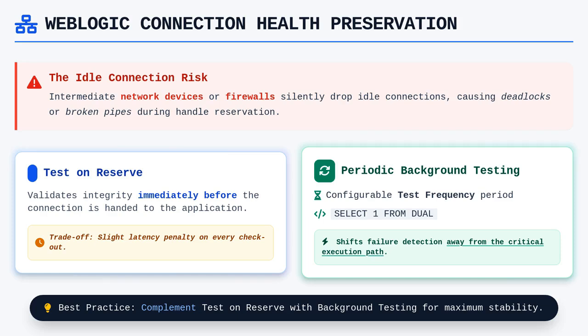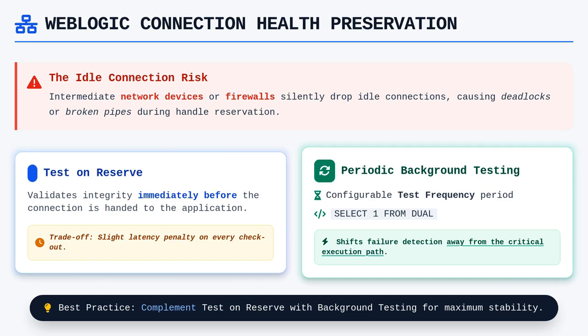Simply maintaining an open connection is often insufficient because intermediate network devices or database firewalls might silently drop idle connections, leading to deadlocks or broken pipes when the application attempts to reserve a stale handle. To mitigate this, WebLogic provides robust health preservation mechanisms, starting with the ability to test connections on reserve, which validates the integrity of a connection right before it is handed to the application.